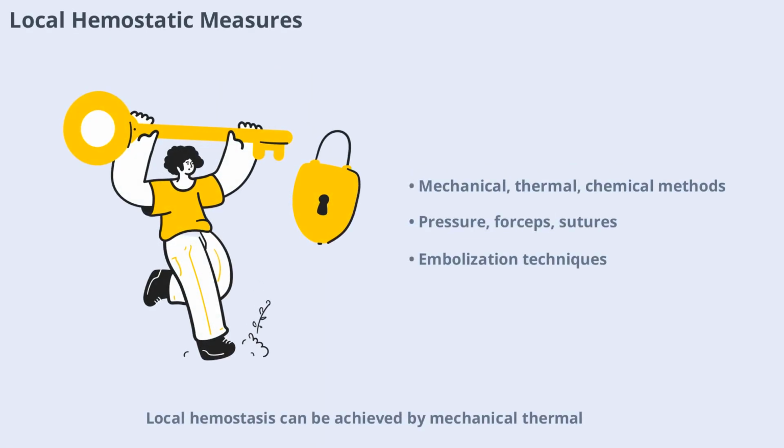Local hemostasis can be achieved by mechanical, thermal, or chemical methods. Mechanical methods include applying pressure, using hemostat forceps, sutures, and ligation. Pressure counteracts hydrostatic pressure within the bleeding vessel, allowing a clot to form. Hemostat forceps are used to catch and occlude bleeding points, and sutures are used to tie off large vessels. Embolization can be performed using angiography to localize the bleeding point and deliver embolic agents. These local measures are effective for most oral surgery bleeding and are essential for safe surgical practice.